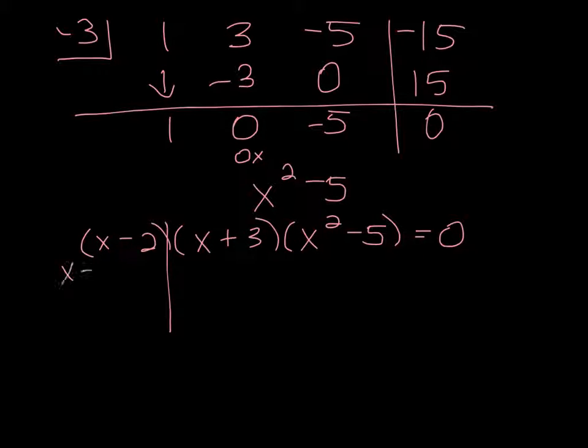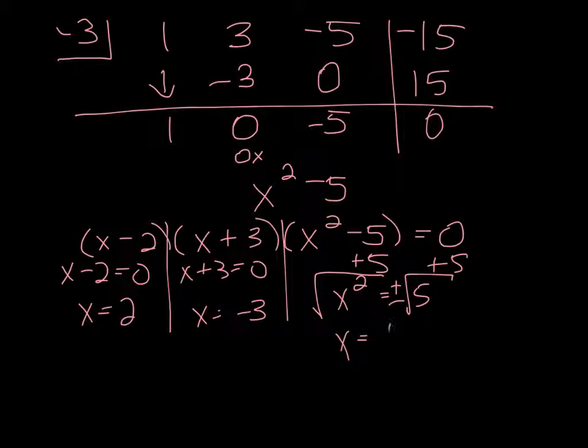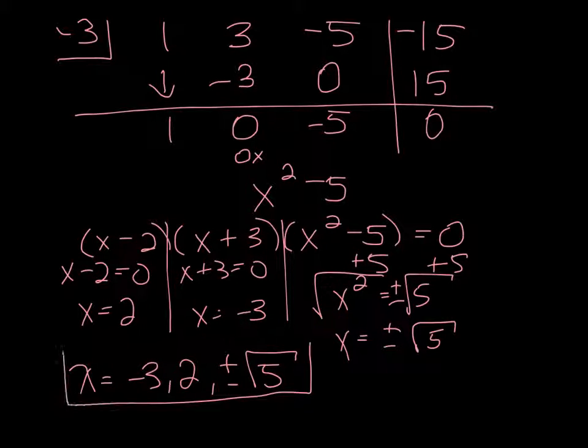Because this part is going to give me x minus 2 equals 0, so x equals positive 2. x plus 3 equals 0, so x equals negative 3. And x squared minus 5, so I add the 5, I get x squared equals 5. Take the square root, positive and negative, because I'm drawing the square root symbol. So x equals the positive or negative square root of 5, which makes sense because if I have the positive square root of 5, I have to have the negative square root of 5. We started off with a quartic, which means we need 4 roots in the end. So we have negative 3, we have 2, and positive or negative radical 5 would be our final answer to this problem.